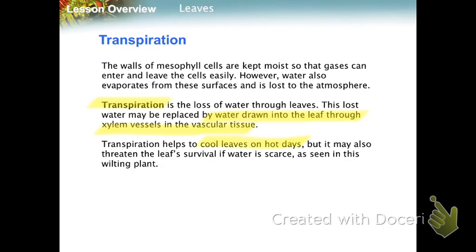Transpiration cools leaves on hot days, but if it happens too much, there's no wilting plant that you're supposed to see here, but imagine a wilting plant, like in my classroom, if I don't get it watered. If there's too much transpiration, the plant will wilt.